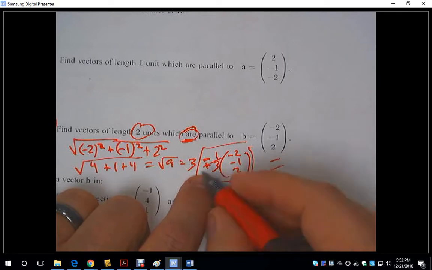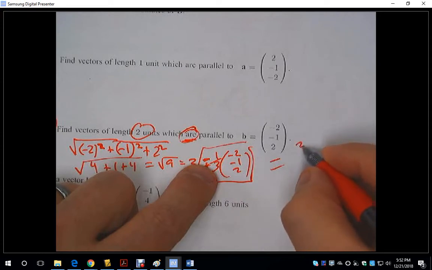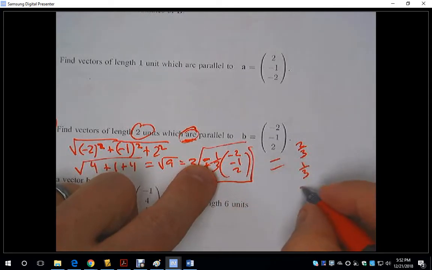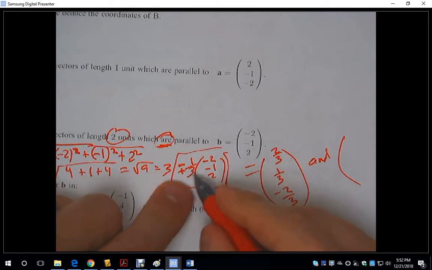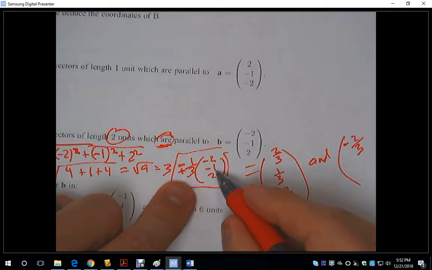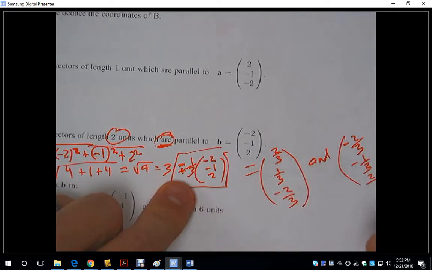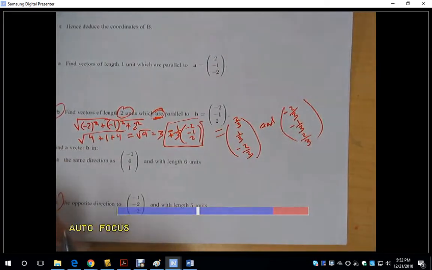Let's do the negative variety first. I have negative 1/3 times -2, which is going to give me positive 2/3. I have negative 1/3 times negative 1, which is going to give me positive 1/3. And then negative 1/3 times 2 gives me negative 2/3. So there's one of our vectors. And for our other vector, we're going to use the positive variety. So 1/3 times -2 is going to give us negative 2/3. We also have 1/3 times -1, which is going to give us negative 1/3. And we have 1/3 times 2, which is going to give us 2/3. So this is our second vector. We have two different vectors going in opposite directions.